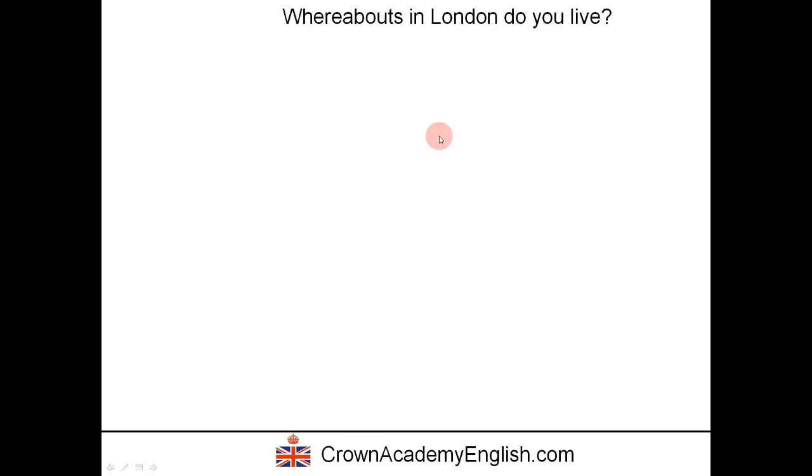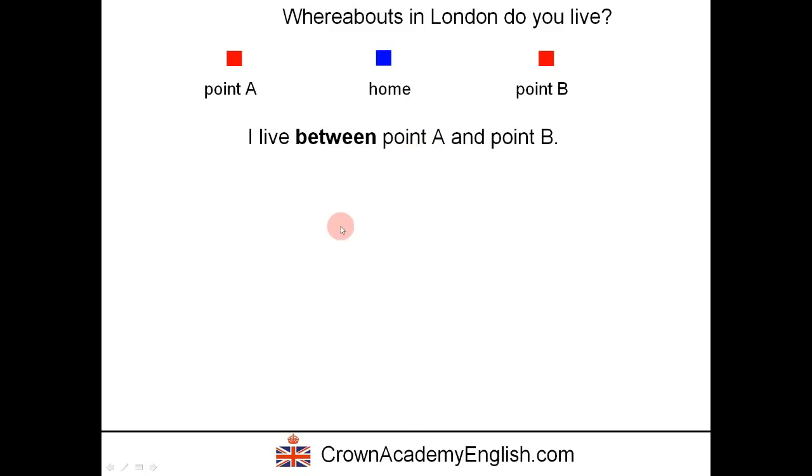Whereabouts in London do you live? So here is where I live. Here's my home. This is point A. This is point B. So I'm in the middle of 2 points. So we can use the word between. Between means somewhere in the middle, somewhere inside 2 points. So I live between point A and point B.